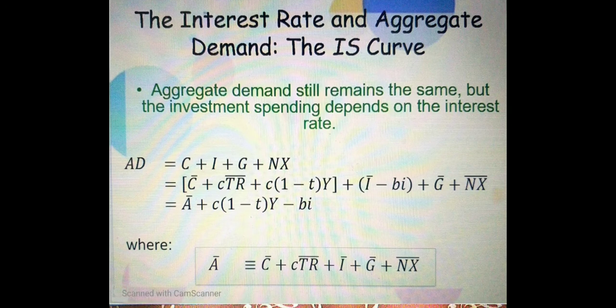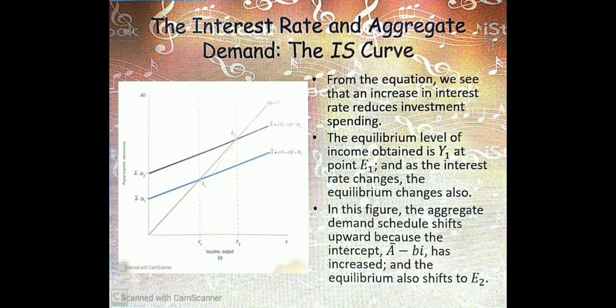Okay, let's move on. The interest rate and aggregate demand. We're still in the same context here. As you can see, that is the curve. I don't know if you can see the equations there, but from the equation we can see that an increase in interest rate reduces investment spending. The equilibrium level of income obtained is Y1 at point E1, and that is the equilibrium level of the income.